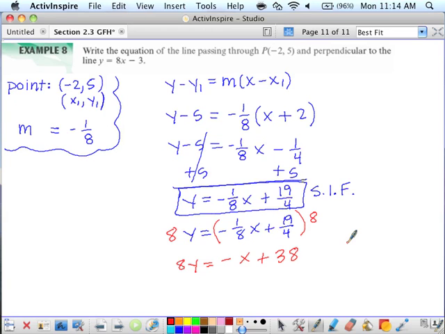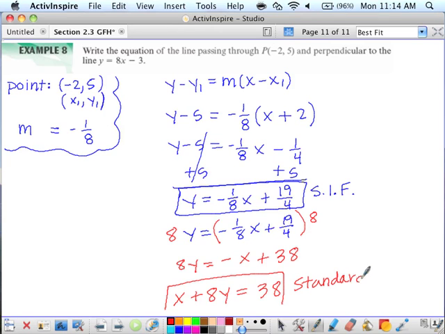Now we'll move the x to the left so that we'll have it in the right order: something x plus or minus something y equals a constant. When the negative x goes over to the left-hand side, it becomes positive. So we have positive x plus 8y equals positive 38. And that is standard form.